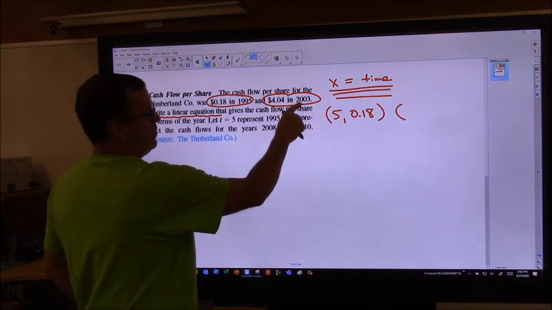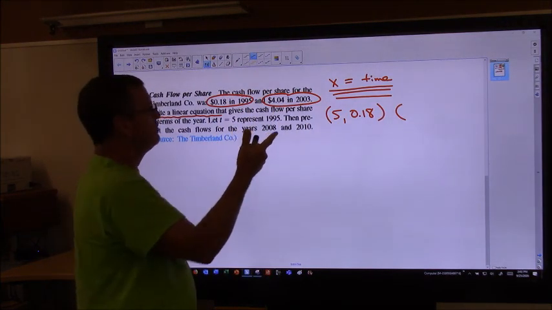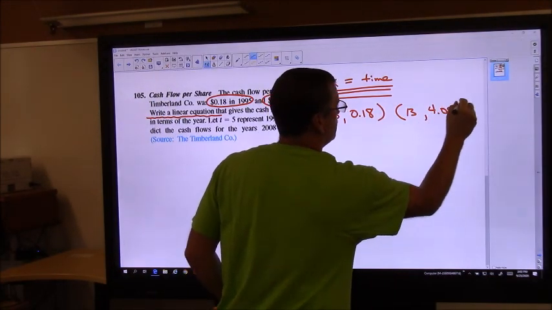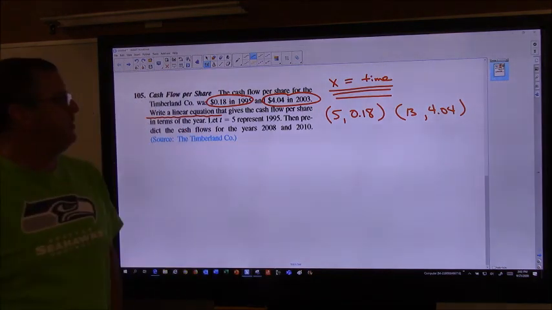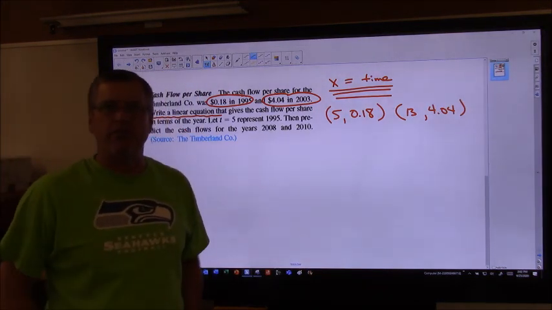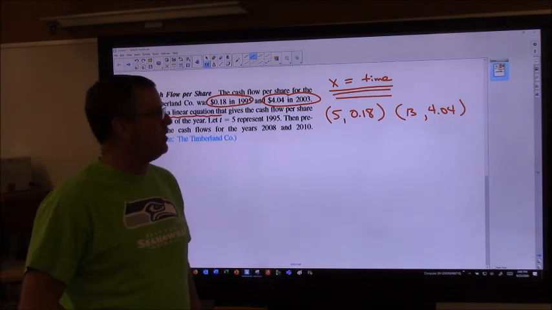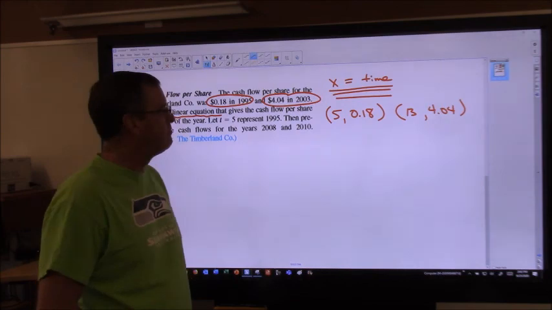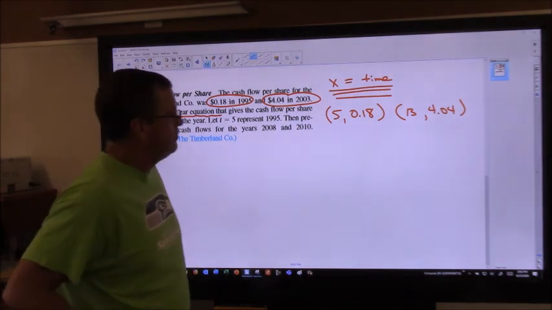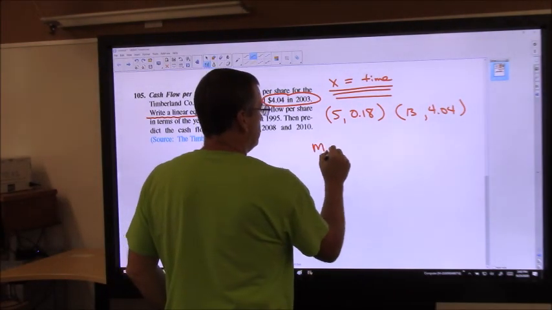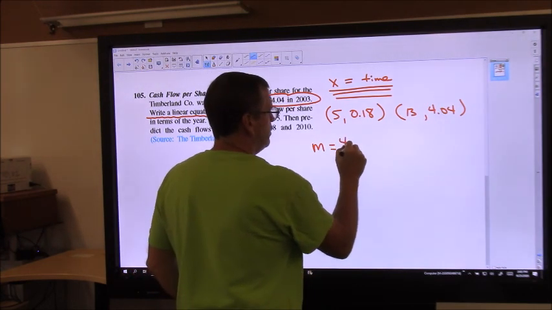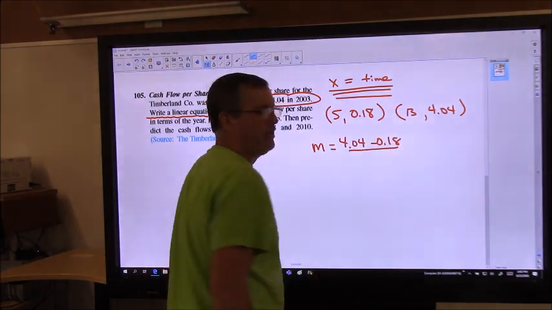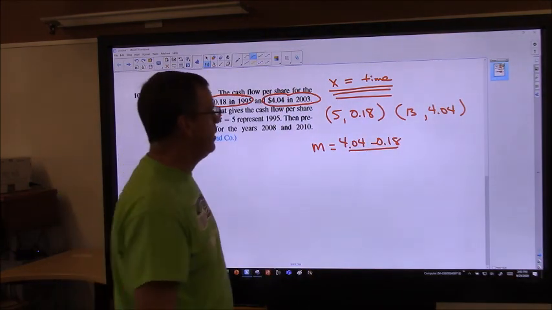And this would be 13 years later, after 1990. So 13, 4.04. Now, and again, you look at that and you go, oh man, decimals. Well, that's life. I mean, those are numbers that we have to deal with, and we need to get to a point where that just doesn't really bother us. Okay? So I need a slope. So slope equals y2 minus y1 over x2 minus x1. I'm just going to do 13 minus 5 in my head and get 8.